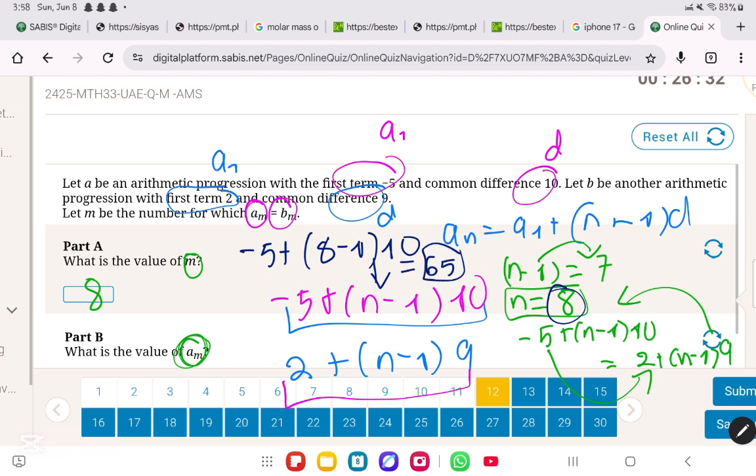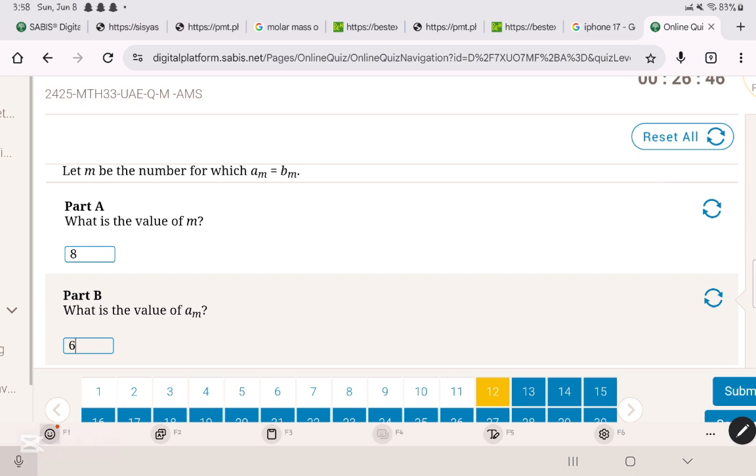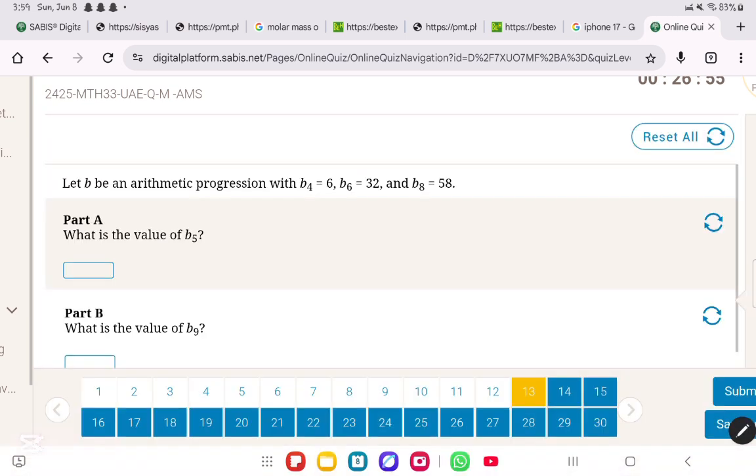Now, how do you double check this? Substitute it in the second equation. So 2 plus 8 minus 1 times 9. If you don't get 65 in this equation, then that means something is wrong, because a_m is equal to b_m. So if you substitute m in a, it's the same thing as substituting m in b. We move on to question number 13.